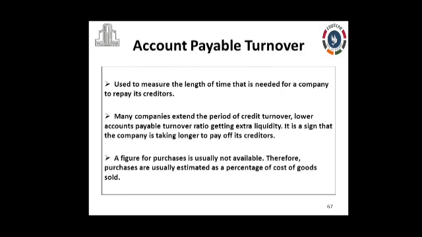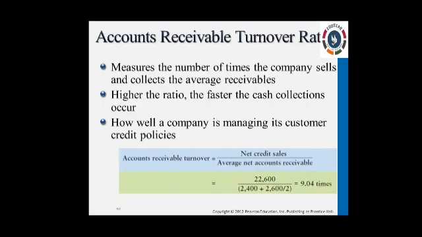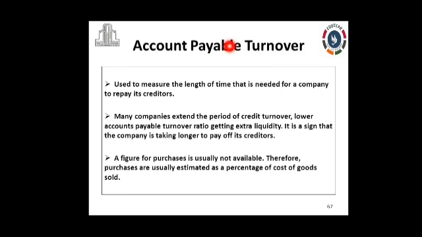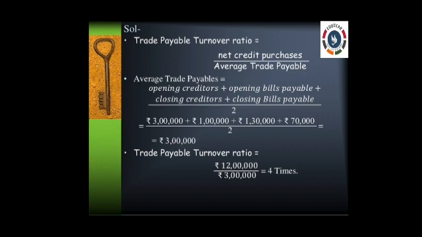Okay, so how much time have we taken to repay that debt? That is what it reveals. So, the account payable turnover ratio. Here it is credit purchases, as we are purchasing on credit. So what's the formula? Trade payable turnover ratio equals net credit purchases divided by average trade payables.